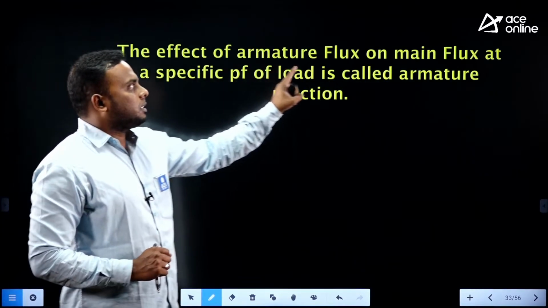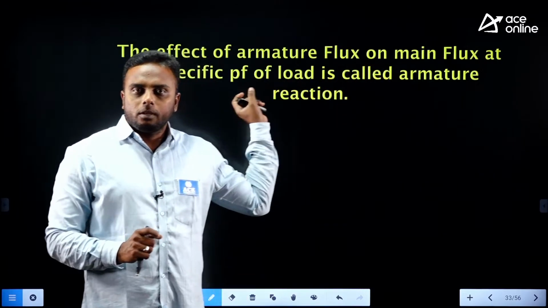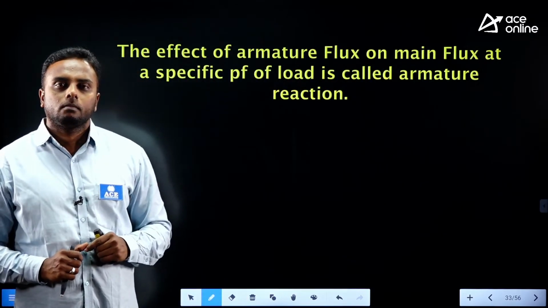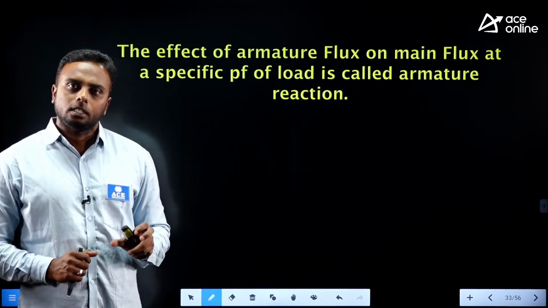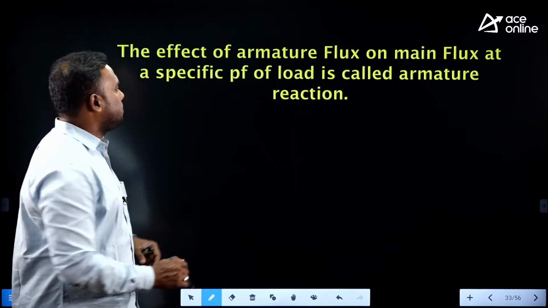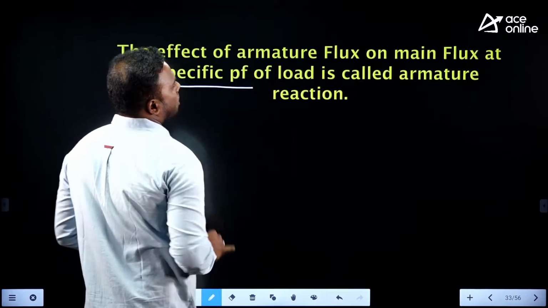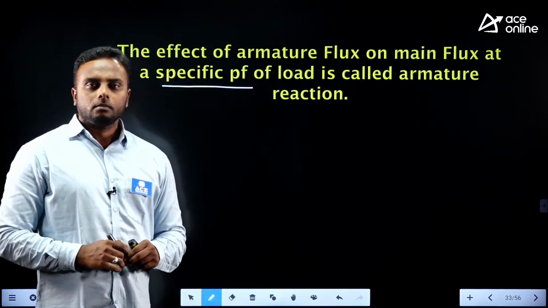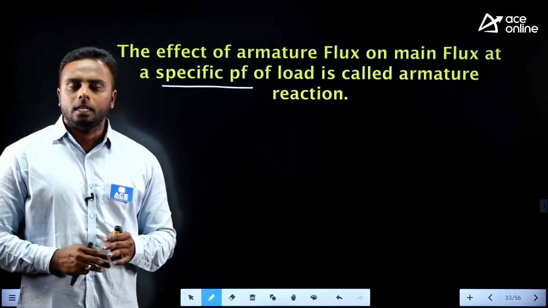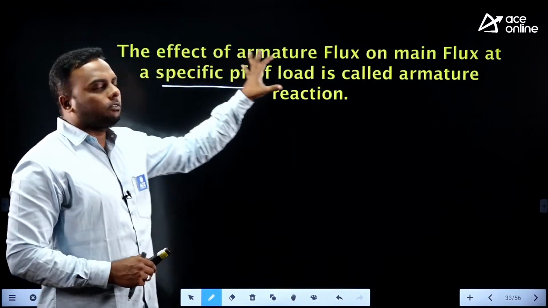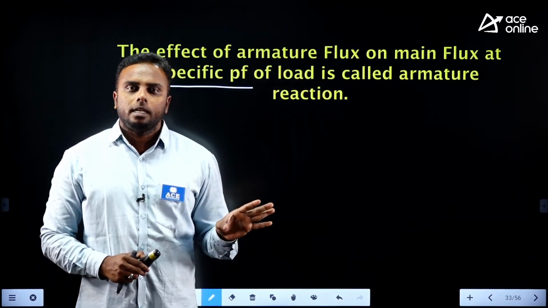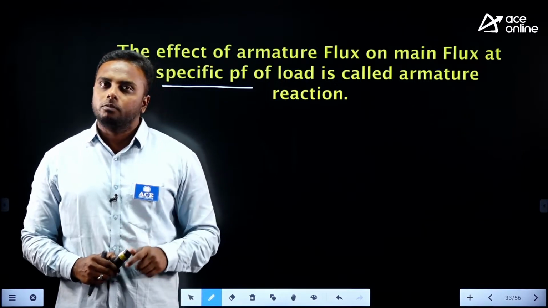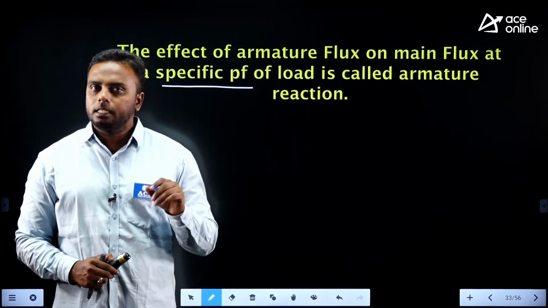So the effect of armature flux on main flux at a specific power factor of load. Particularly for synchronous generators, we have to define it at a specific power factor of load. But for DC machines, the same statement, directly we call it the effect of armature flux on main flux, that's it. And there we don't consider any power factor variation in DC machines.